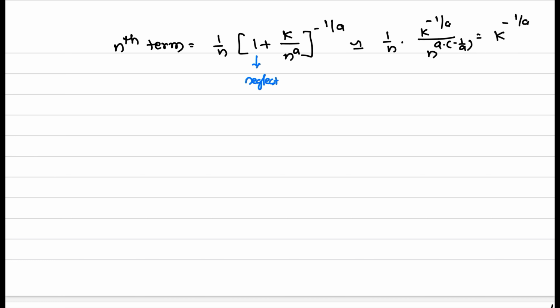This is the nth term. Then what will be the sum? Sn is approximately equal to sigma for large values of n, for k is equal to 1 to n, 1 by k to the power of 1 by a.